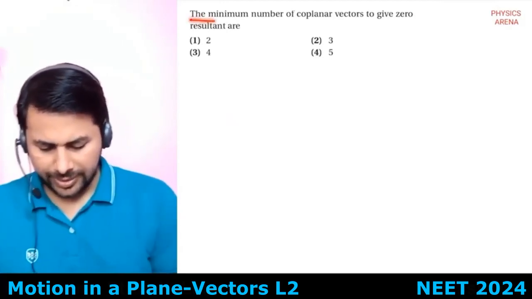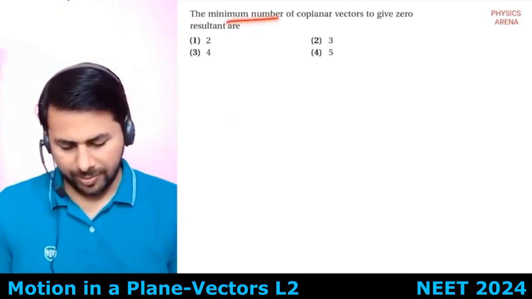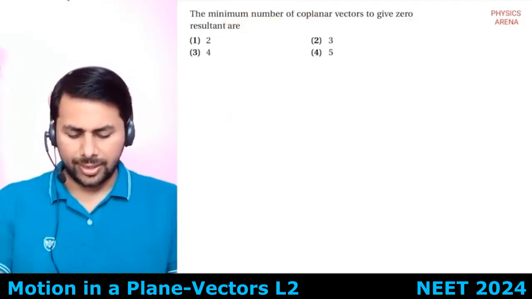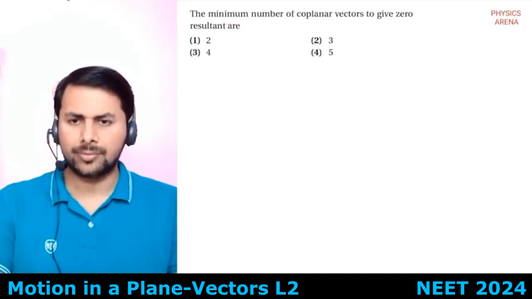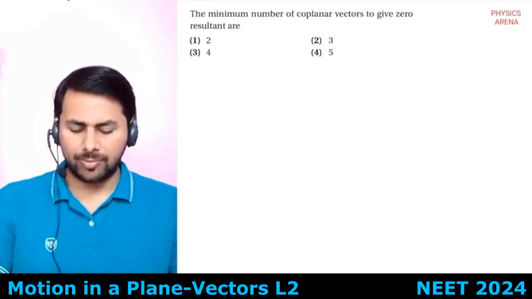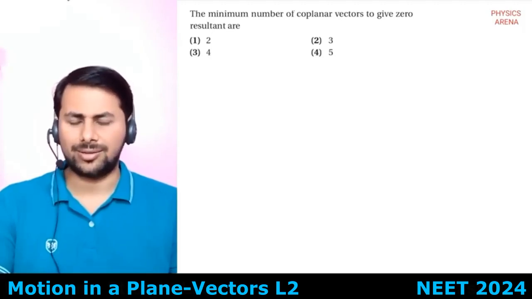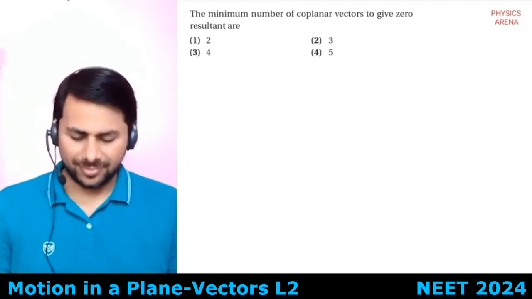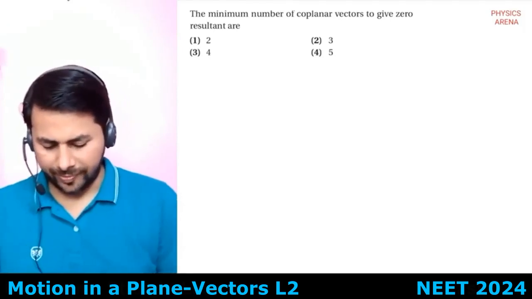Let's see the next one. The minimum number of coplanar vectors to give zero resultant are? Tell me. The minimum number of coplanar vectors to give zero resultant are? Actually this is a repeated question. Option 1, sir. Yeah, it's option A or 1.